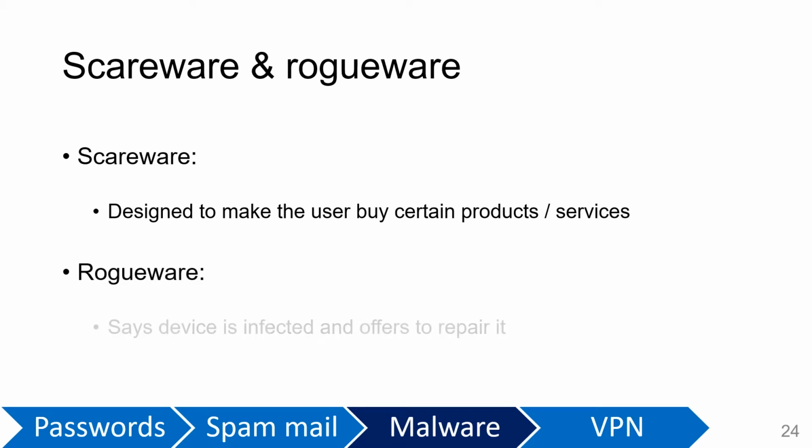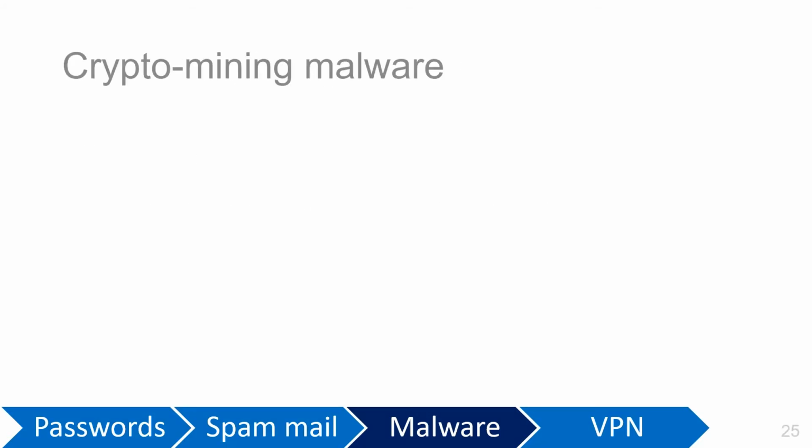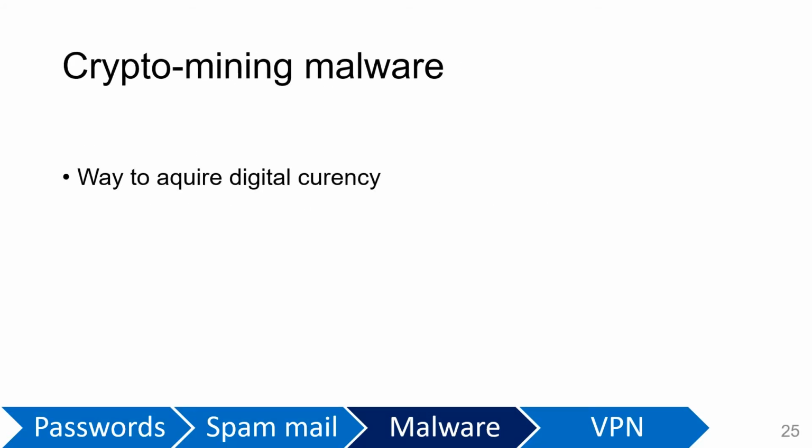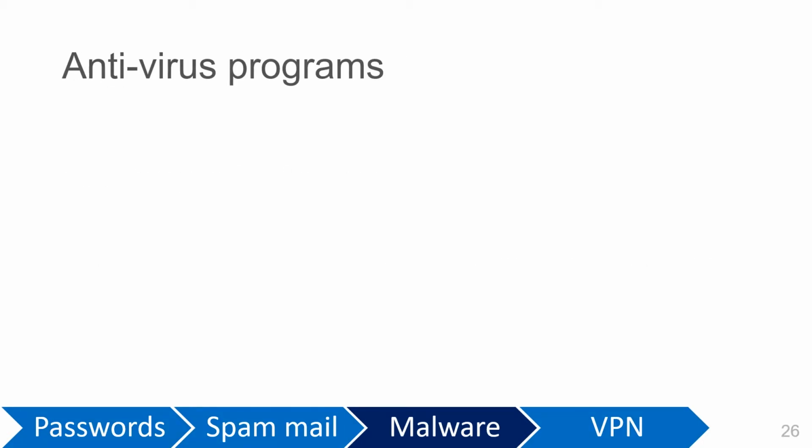Rogueware indicates that it has tracked down malicious malware and offers to repair it. However, it either installs more malware or demands money to remove the malware. Crypto mining is a noxious form of website finance that uses hardware and power resources to use them for mining without them noticing it. However, in order to protect yourself when dealing with confidential data, there is a tool which you can use to protect yourself against most types of malware: the antivirus program.